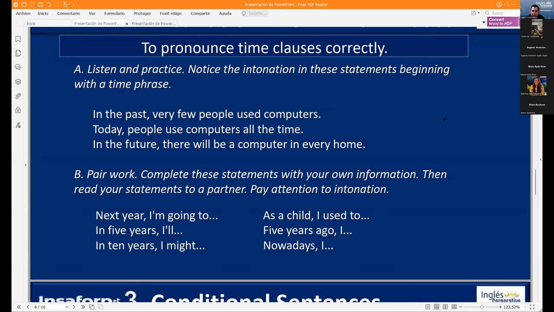Somebody said next year I'm going to get married. Oh, okay, good. Teacher, could be next year I'm going to travel a lot. Excellent. Sure. Next year I'm going to travel to Canada. Ah, okay. Excellent. Yes. Very good. Fantastic.